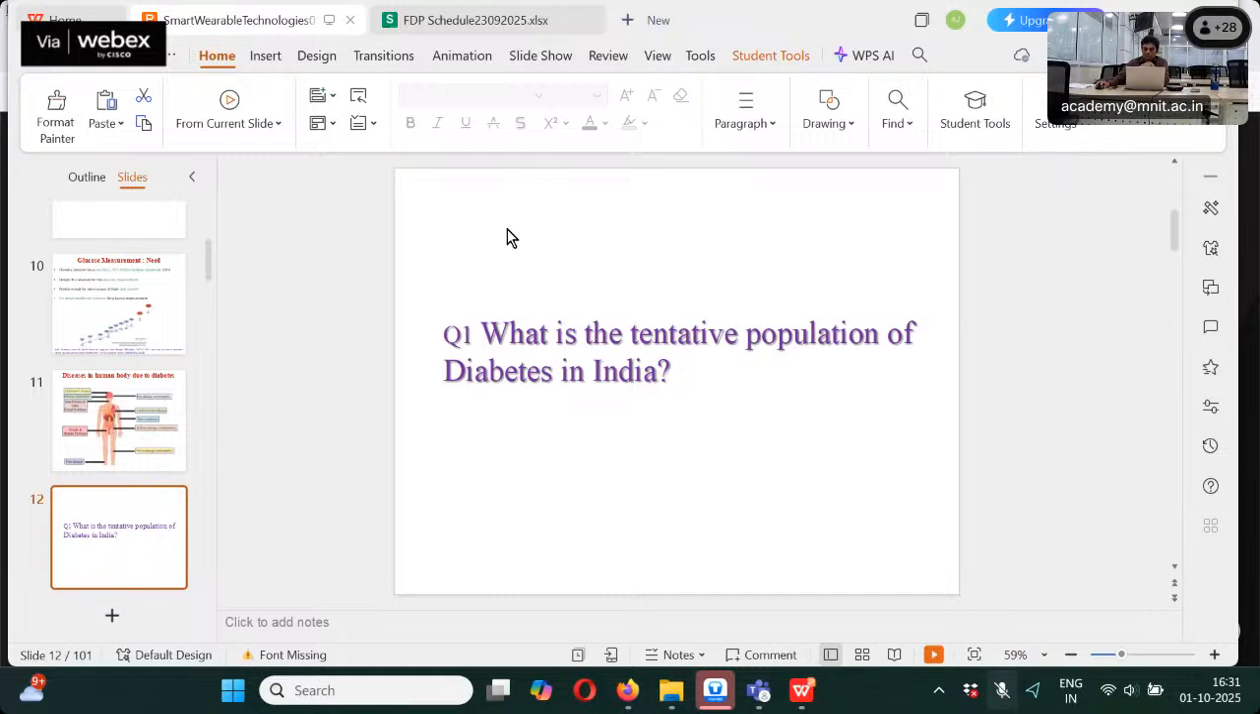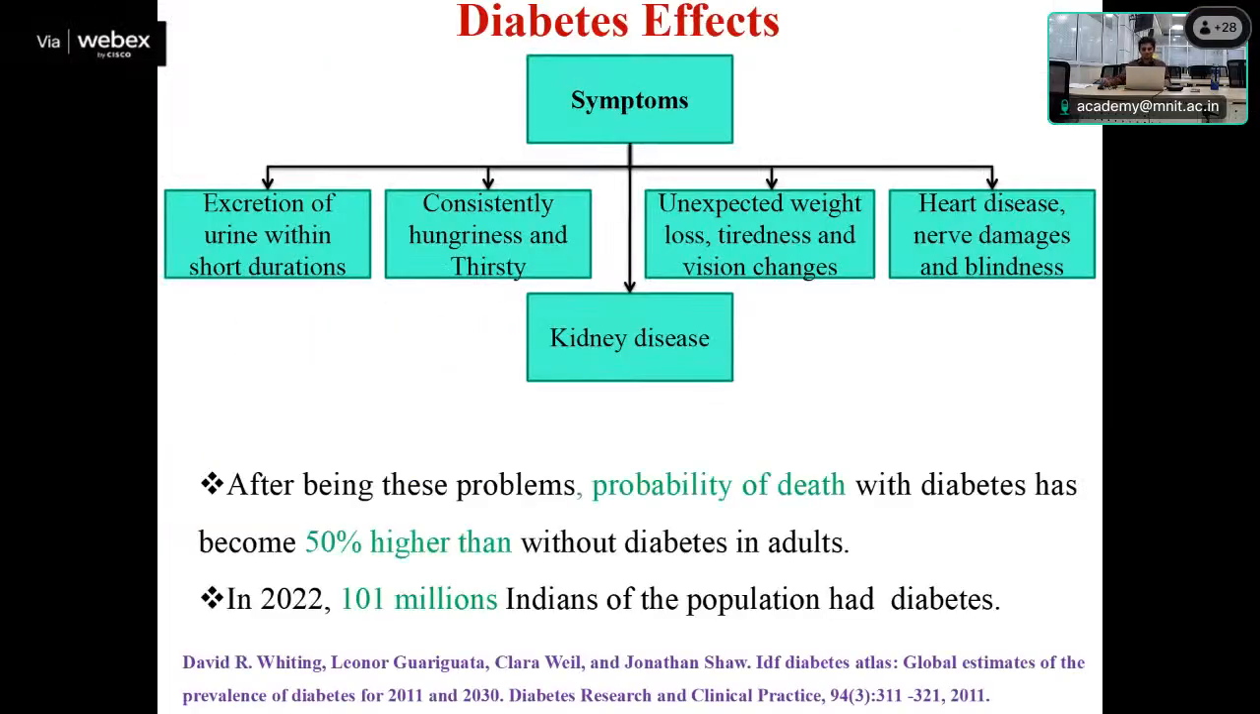Okay. Seems that you are not interested in having some sort of case. So currently we have around 110 million. According to the report, 101 million of the Indian population is suffering from diabetes, and that is a recorded value.